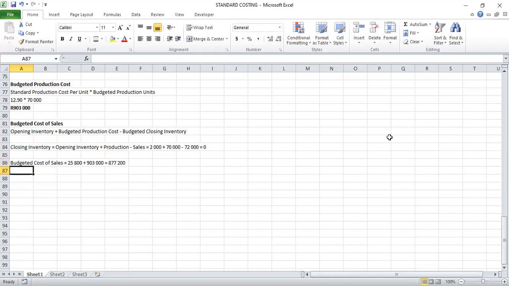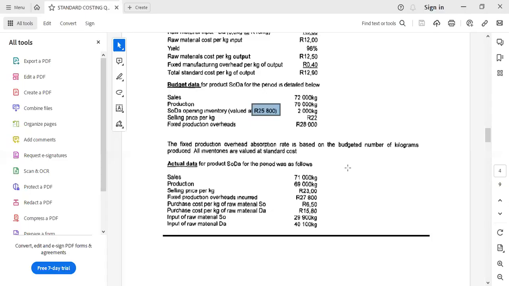We are adding. I think it's supposed to be more, not less. It's 9 what? 9 to 8,000. Thank you. Is it 9 to 800? Yes, it's 9 to 800. Thank you. Right. So that is our budgeted cost of sales.